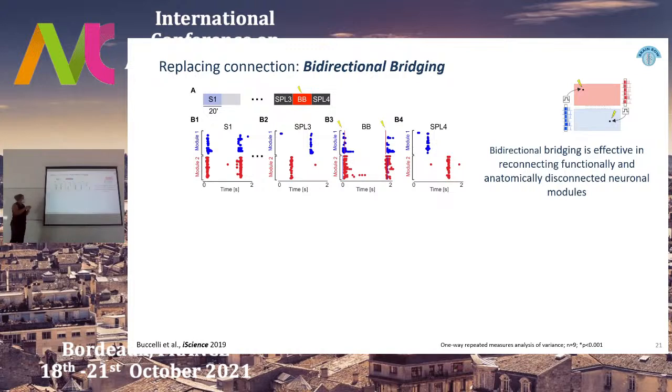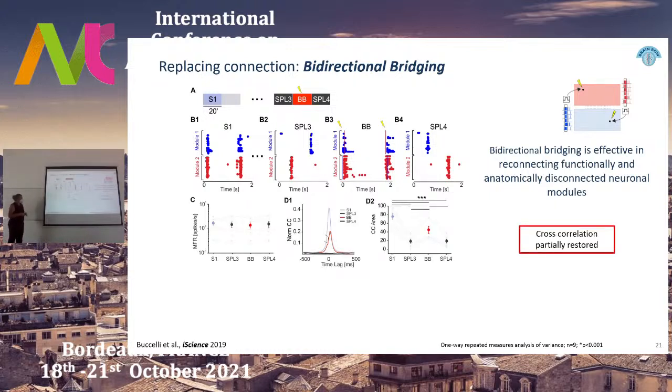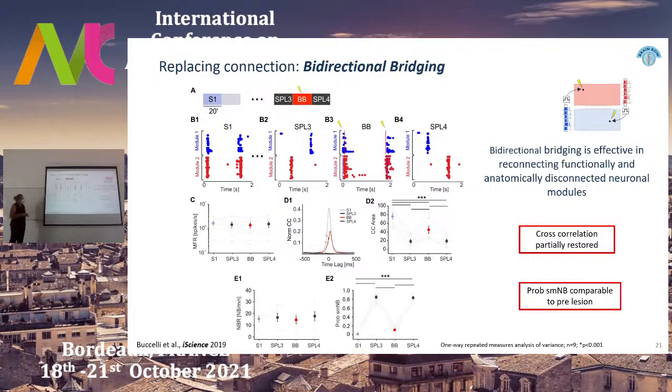After the lesion, disconnection. During the bidirectional bridging, again, we see that at least qualitatively we have a condition similar to the pre-lesion one. And when we stop this bidirectional communication, we go back to the post-lesion condition. And these have been quantified. Look at the cross-correlation here, and also the probability of single module network bursts, which goes back to values that are similar to the spontaneous pre-lesion condition.